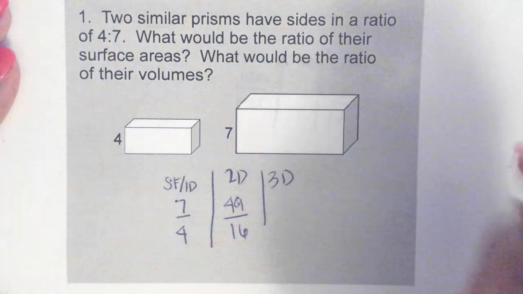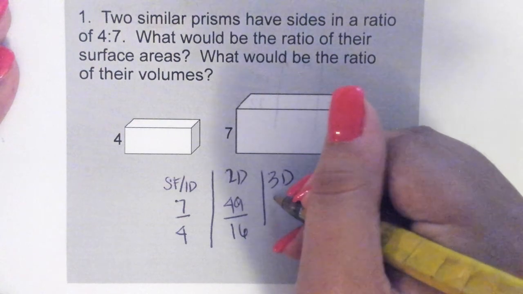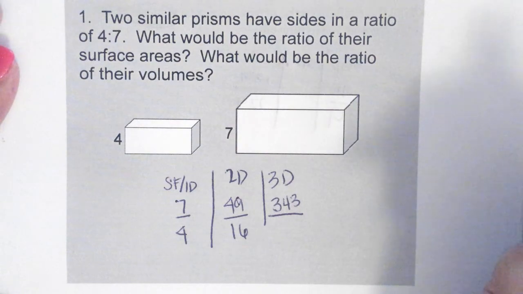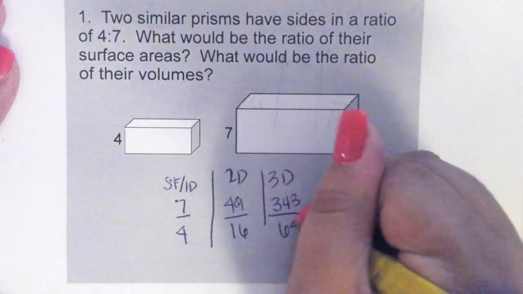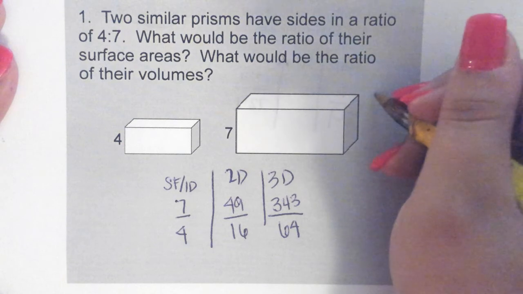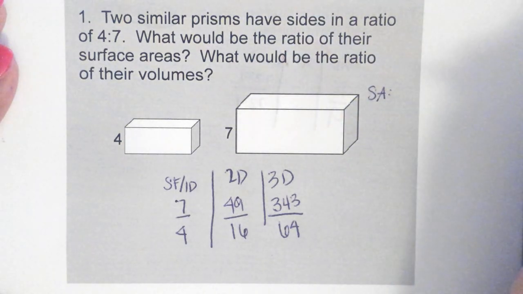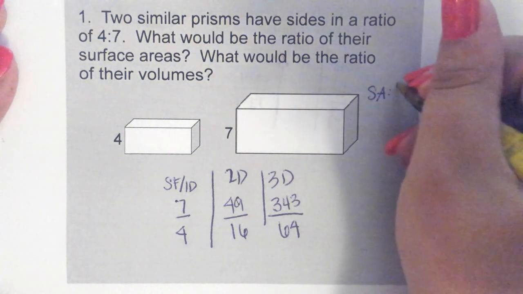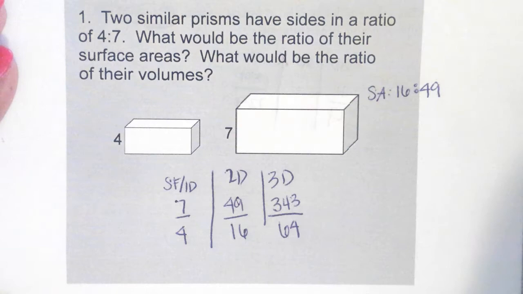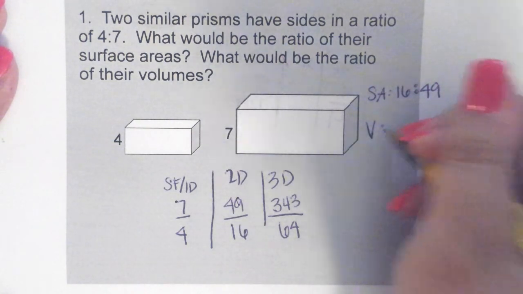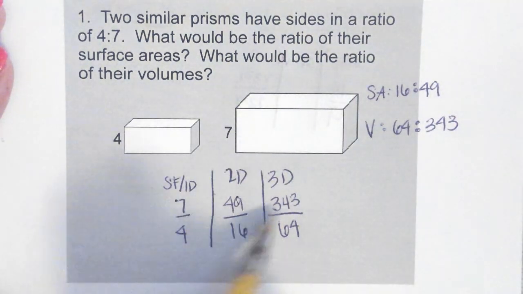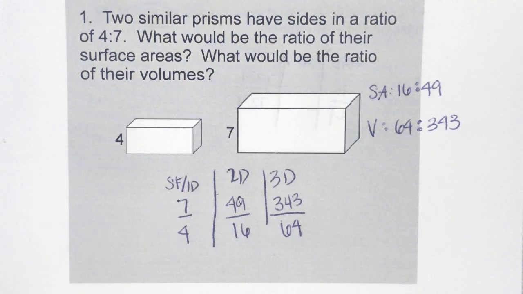What about for 3D? For volumes? What's 7 cubed? You'll catch on to that one real quick. What's 4 cubed? 64. So what is my ratio of their surface areas? Ooh, surface areas? What is my ratio? What is my ratio of their volumes? 64 to 343. That's going to be, okay. We good? Okay. Next one is very similar to this.